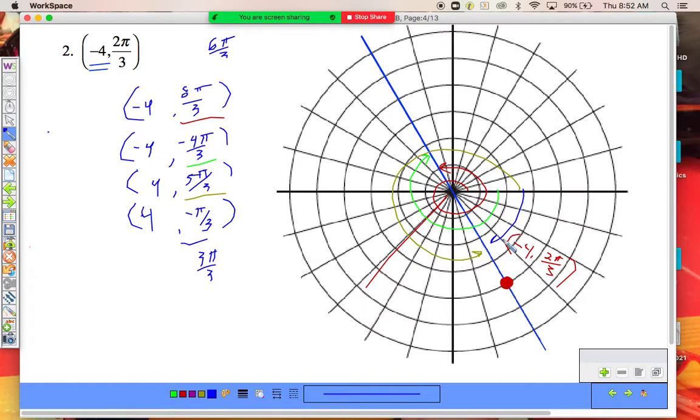If your distance stays the same, add and subtract 2 pi. If you want the opposite distance, add and subtract pi. Slow me down if you're not seeing something, so I can answer any questions that need to be answered. Same distance, add and subtract 2 pi. Opposite distance, add and subtract pi.